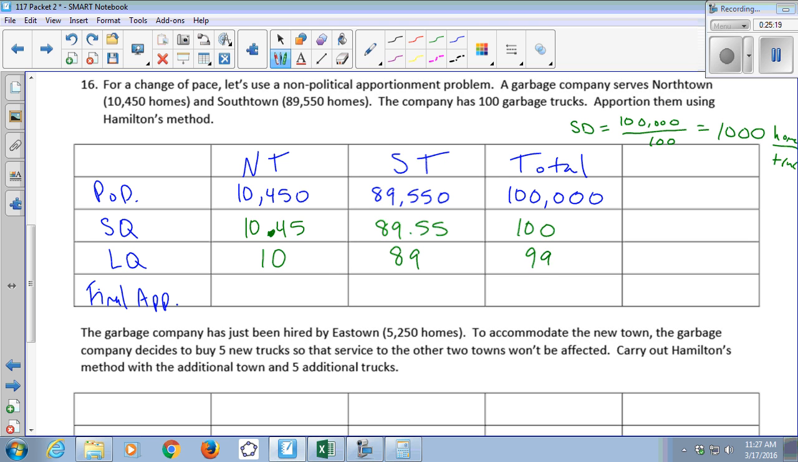But that's only 99 trucks. Where should I send the last truck? Southtown, because 0.55 is the larger residue. Okay. So we're going to end up sending 90 trucks to Southtown, 10 to Northtown. That's 100 trucks.